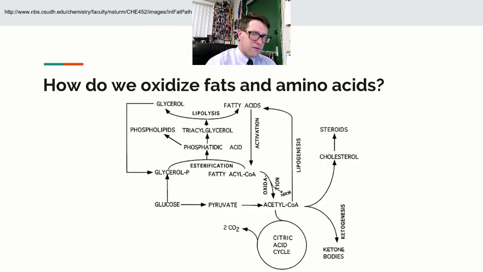But what if you wanted to burn fat? How does that work? Burning fat is the exact same process. I can take my glycerol and my fatty acid chains. Glycerol is a sugar which I can stick into glycolysis.